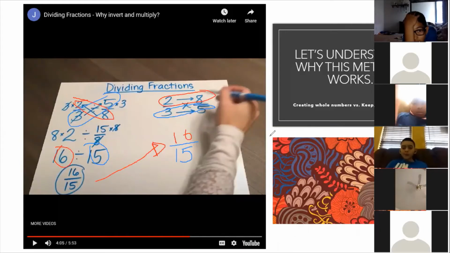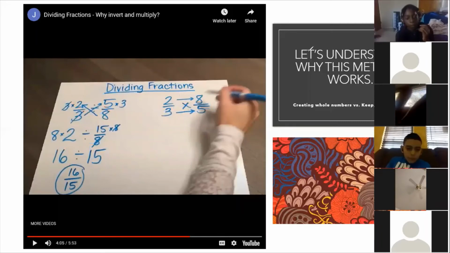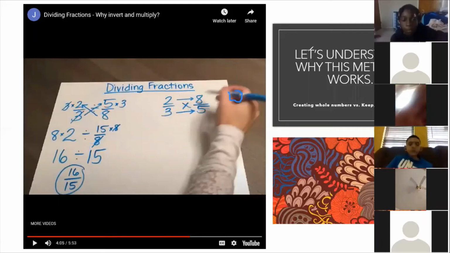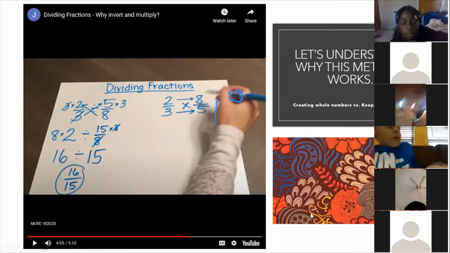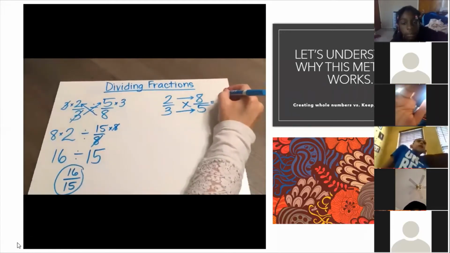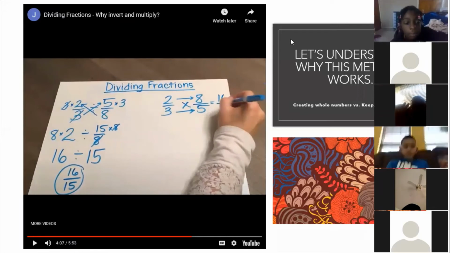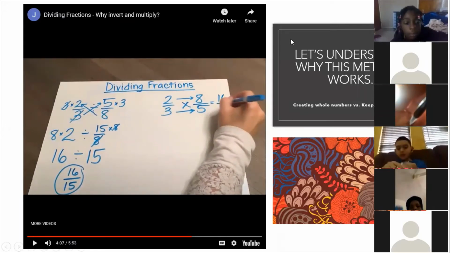Which method's just a little faster? Butterfly. Yeah, keep, change, flip, but does it make sense why we do it now? Butterfly. Good, stop drawing on my screen, please. 2 times 8 equals 16. All right, I'm gonna clear all drawings, hang on, and then we are gonna move on to the next slide.